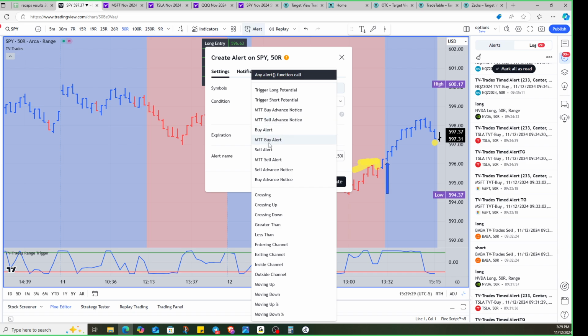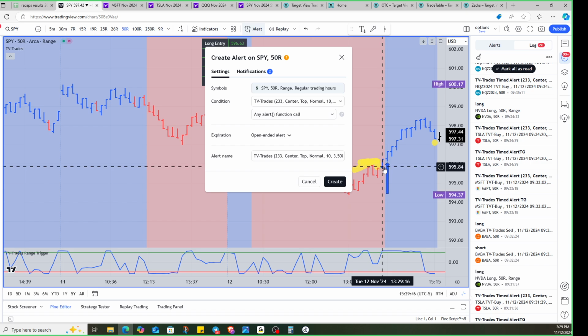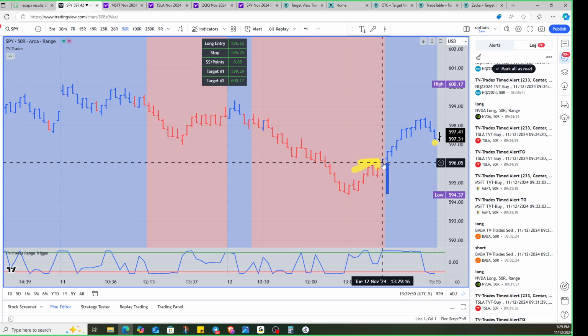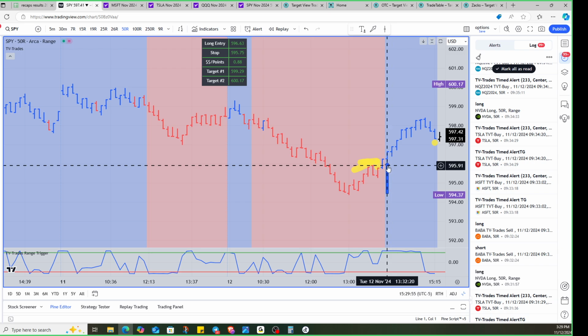The buy alert and the mid-trend trade buy alert will trigger an alert when you actually have one. Same thing with the sells and the advance notice. That is going to let you know a bar ahead of time. Most of the time, it's going to let you know at least one bar ahead of time before you actually get an alert. So before this came up, if you had it set, you would have been notified right here on this bar that you're going to have a trade coming up.